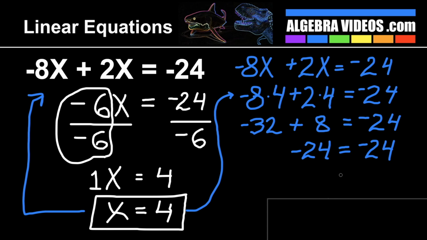If we had something that didn't equal, then we would know we made a mistake somewhere and we need to rework the problem. But we've checked out our solution of x equals 4. We got two numbers that are equal, doesn't matter what they are, but they're equal, and that proves that our solution of x equals 4 was correct.